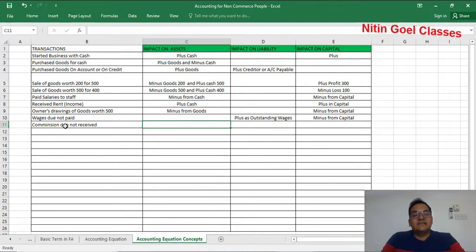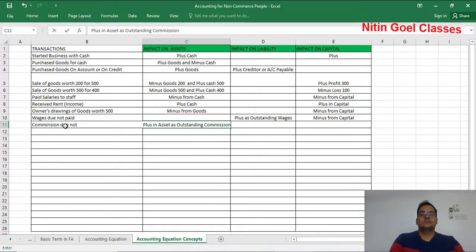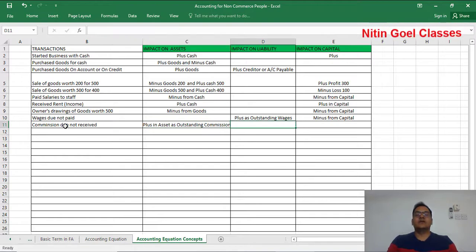That means it is an asset or liability. Think about it. You have to receive some money from somebody. Is it your asset or liability? You own it or you owe it? Certainly the answer will be I own it. It is my money. So it becomes my asset. So what will happen? It will be plus in asset, as we call it outstanding commission, means to be received, or we can call it commission receivable. We can put it like this.